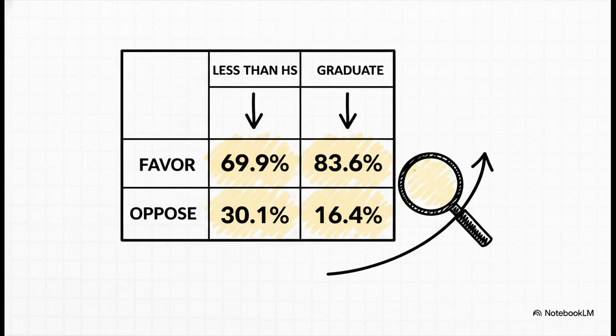So here's the crucial trick to reading this thing. You compare the percentages down the columns. Let's look at that favor row and just scan our eyes across. See that? Only about 70% of people in the less than high school column are in favor. But that number shoots up to almost 84% for people with graduate degrees. Boom! That's a pattern. We are officially on the trail of our first clue.